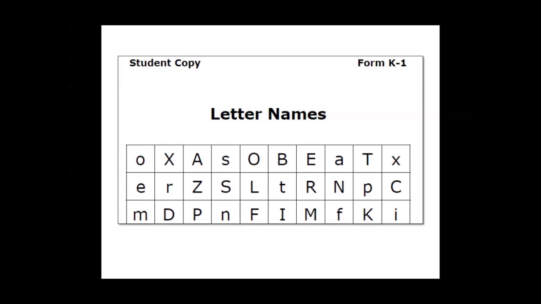Letters named incorrectly or skipped are marked as errors, but students receive full credit for self-corrections. If students pause for longer than 3 seconds, the test administrator supplies the name of the letter and then prompts the student to continue. At the end of 1 minute, the test administrator marks the last letter named on the form. The score for this measure is reported as letter names correct per minute.